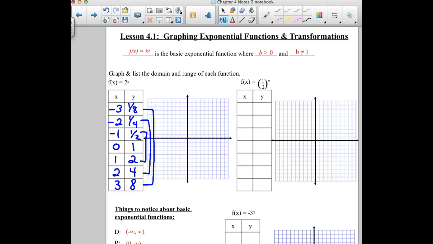All right, let's try graphing it. At -3 for x, we are only up 1/8, so we're going to be very close to that x-axis. At -2, we are up 1/4. At -1, we're up at a 1/2. At 0, we are up at a 1 for y. When x is 1, we're up at 2. When x is 2, we're up at 4. And when x is 3, we are up here at 8. So you can see that it's a nice, smooth exponential growth curve.